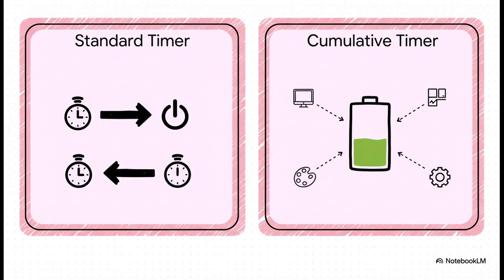But the cumulative timer, now this is interesting. It tracks the total time the app has been used across all sessions. So you could give a user, say, 300 minutes. That's 5 hours of total evaluation time. They can use it in 5-minute bursts over a month if they want. This is fantastic for complex software because it really respects the user's workflow.